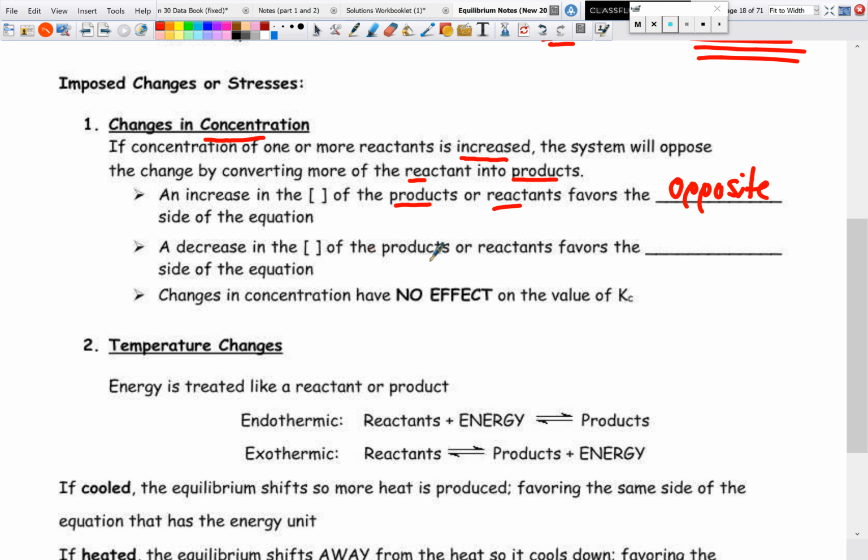Whereas if we decrease the concentration of products or reactants, it's going to favor the same side. Another way to think about it: if we take away one of the reactants, the equilibrium will shift to try to produce what is essentially being lost. Changes in concentration will have no effect on the value of the equilibrium constant. So if you evaluate the equilibrium constant, that number will stay the same. However, the concentrations at equilibrium can change.